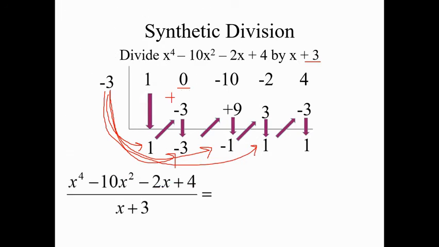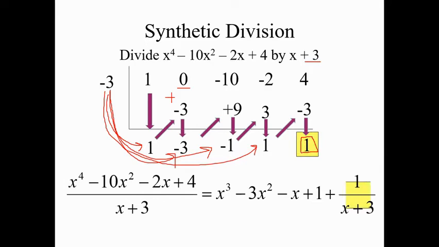And notice that what happens then is we take all those numbers and they become one less exponent. So we have x cubed from the 1, minus 3x squared, minus x, plus 1, and then we still have this one here that tells us we have a remainder. We're going to have 1 over the divisor, 1 over x plus 3. So there is your remainder.